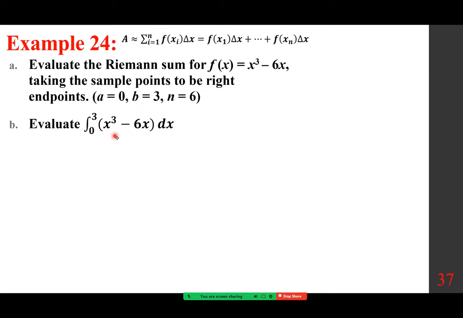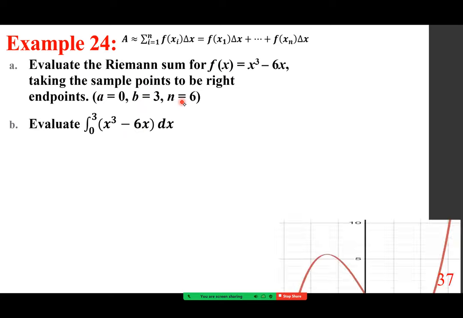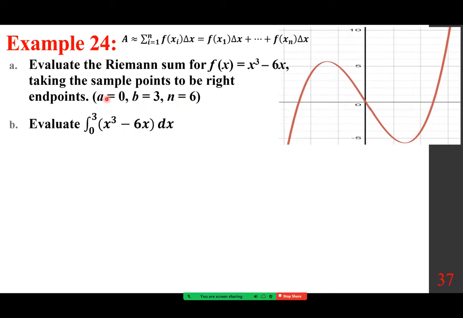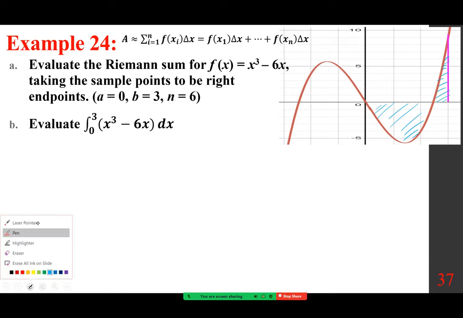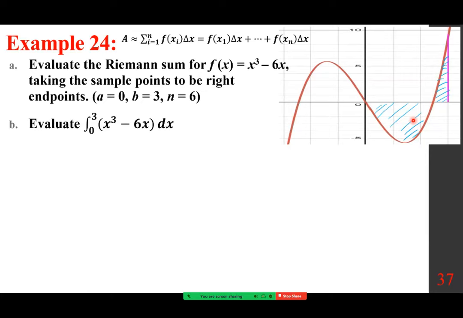So first and foremost, we want n equals 6. This is the graph, everybody. And we want to go from a equals 0 to b equals 3, 1, 2, 3. So in essence, we want this shaded region. It's important to understand that when we go through the process, because the function is not positive, it's the difference of areas. In other words, this part is considered positive, this part is considered negative. Clearly, this is larger than that. I don't know what the answer is, but I should know it's negative, roughly.